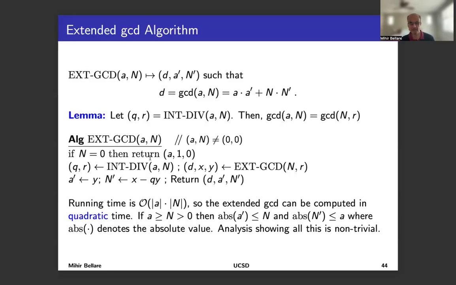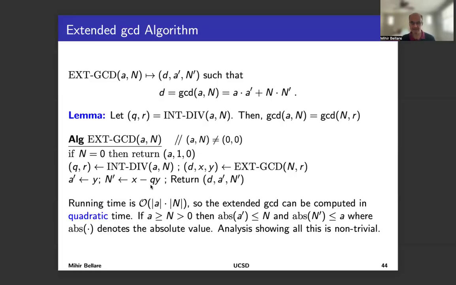I want to return the correct output for this call, which means the GCD of A and N and corresponding weights. The lemma tells me that the GCD itself is unchanged. I just copy it. But then I need a way to compute the weights. And these formulas, we won't have to go into details, but can be checked, will correctly update the weights here to be the weights for A and N.